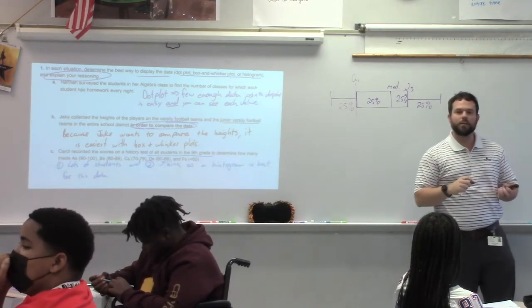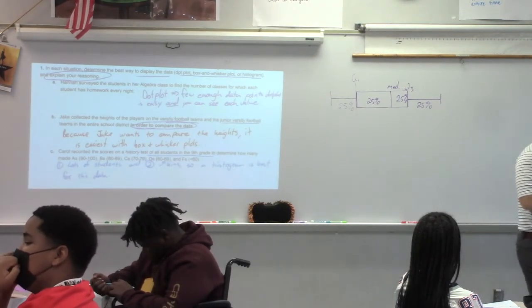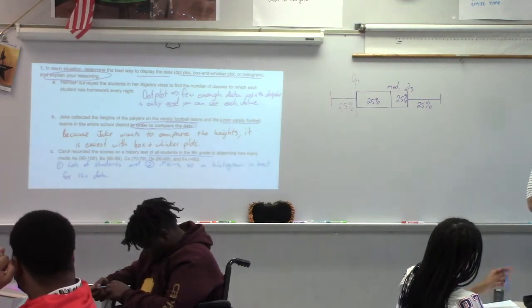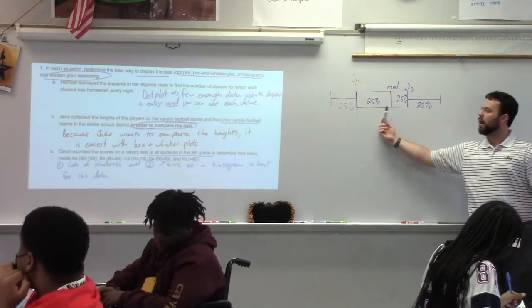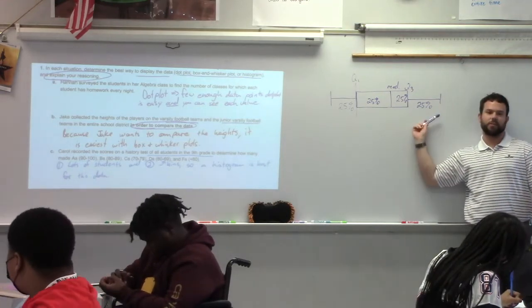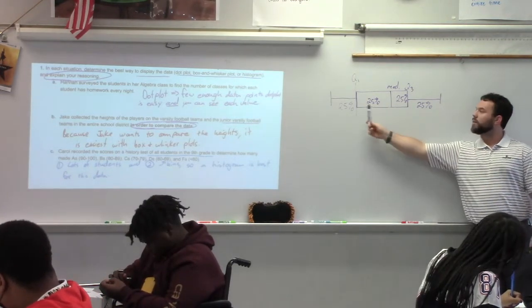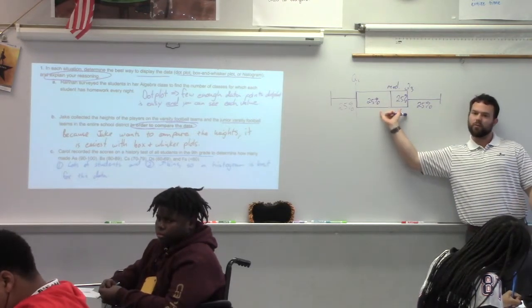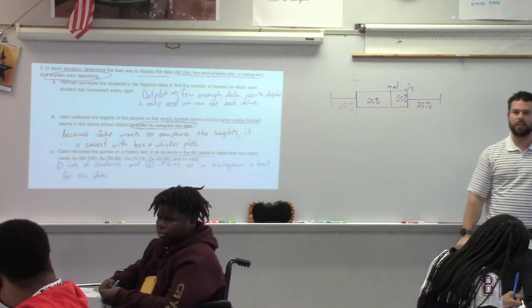So what is the box and whisker plot great for? It's great for looking at percents of the data, right? So the median separates the bottom 50% of data from the top 50%, right? The IQR, the interquartile range, shows me what the middle 50% of data is, things like that.